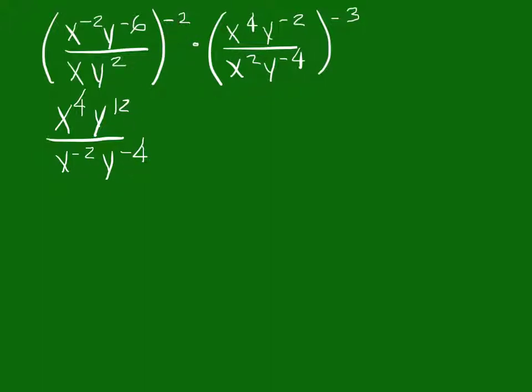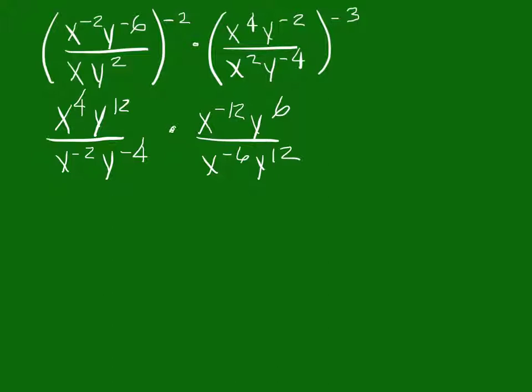Now, on the other expression, you're going to do the same thing with the negative 3. So you should get x to the negative 12th, y to the 6th, and on the bottom, x to the negative 6th, y to the 12th. Again, that was negative 3 times 4 to get negative 12. Negative 3 times negative 2 is 6. Negative 3 times 2 is negative 6. And negative 3 times negative 4 is 12.